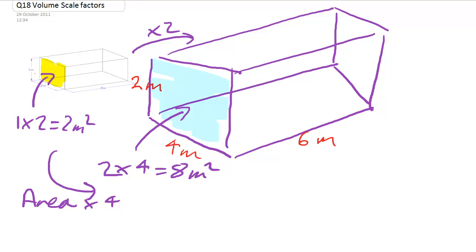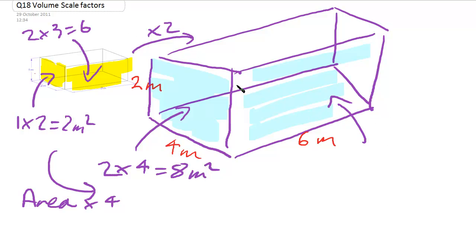Let's just check if that's consistent all the way around. So let's look at the area on this side and compare it to the area on this side. Sorry, it's not 2 times 3, it's 1 times 3, which is 3. On this side it is 2 times 6, which gives us 12. And again, 3 into 12 goes 4 times bigger.